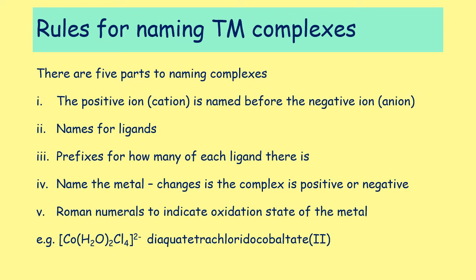And here is an example, just so you can see. Now this is a transition metal complex on its own, not part of a compound, so we're ignoring the first rule. But that is called diaqua tetrachlorido cobaltate 2. So you can see it is quite complex. So what we'll do is we'll build it up step by step.